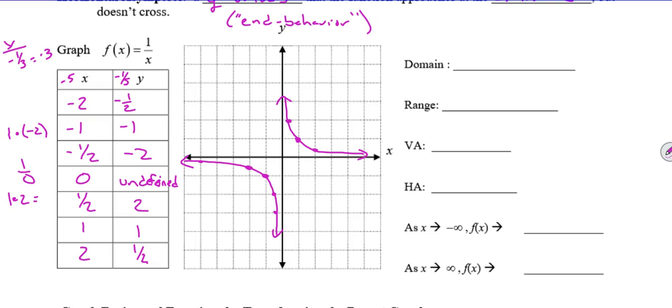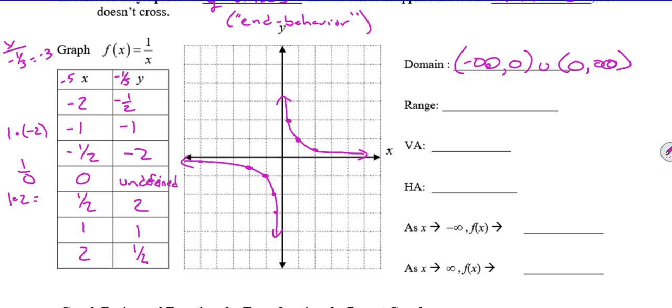Now you can start to see what's happening here, right? The domain of this function, as I go left to right, I have all my x values except 0. So it's going to be negative infinity to 0, union 0 to infinity, because 0 was not part of my domain. At 0, it's undefined.